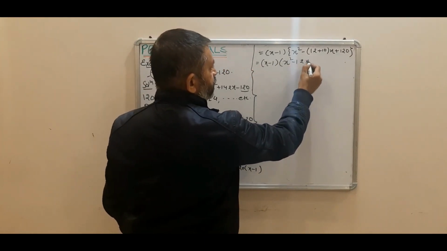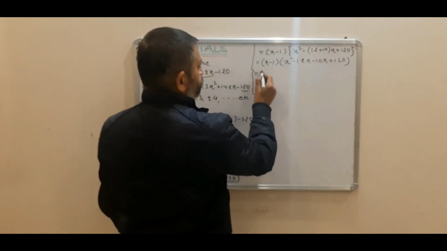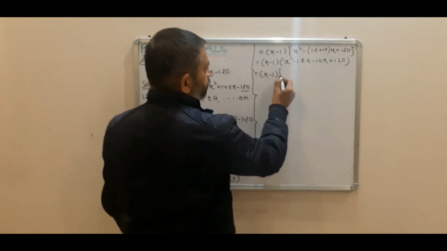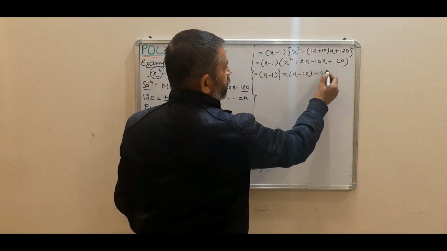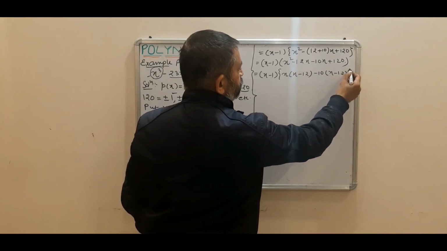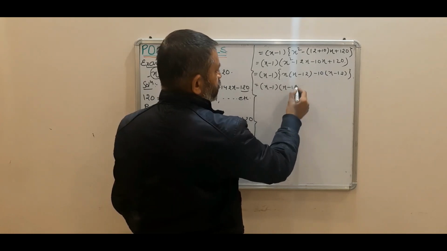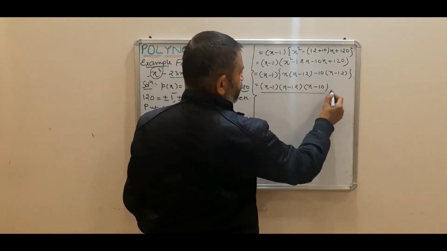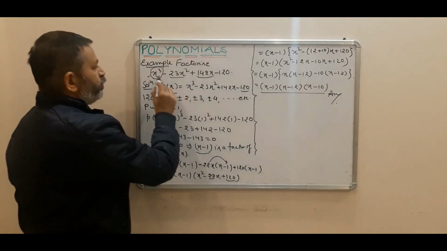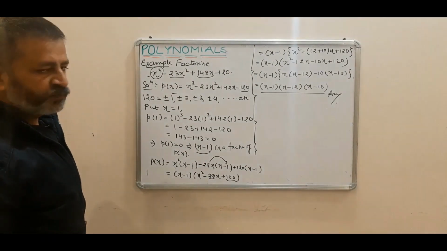It becomes minus 12x minus 10x plus 120. In these two, x is common, so take this out. In these two, 10 is common. x minus 12 is common in both. So these are the three factors of this given cubic expression, x cube minus 23x square plus 142x minus 120.